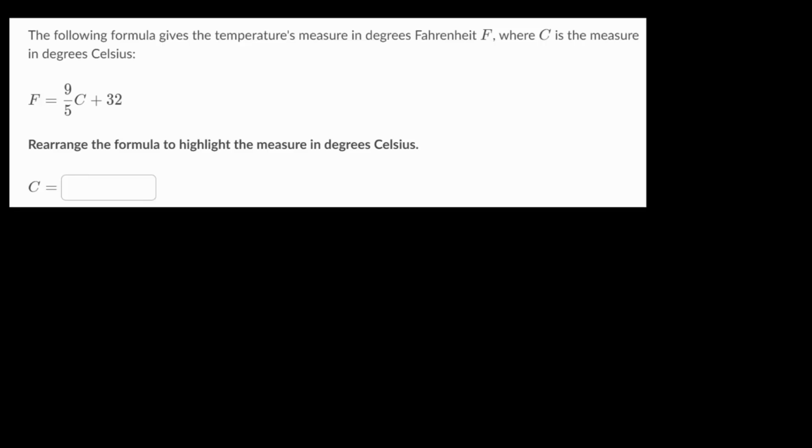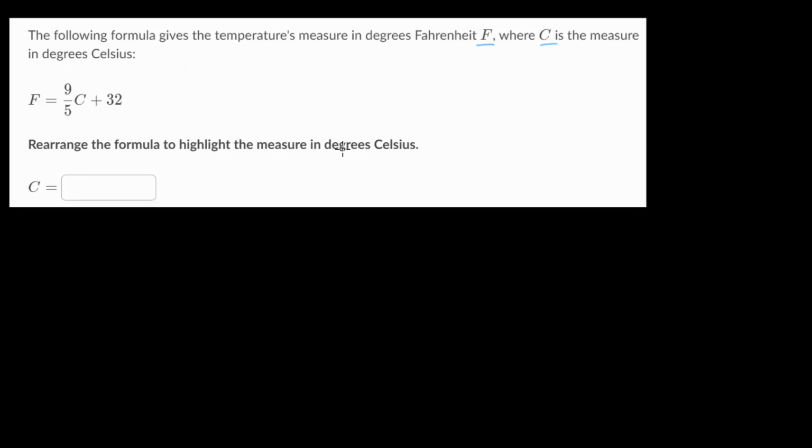In this video, I'd like to continue talking about manipulating algebraic formulas by looking at two slightly more challenging example problems. And in this problem, the following formula gives the temperature's measure in degrees Fahrenheit, which is labeled as F, where C is the measure in degrees Celsius. And you can see the equation here, F is 9/5 of C plus 32.